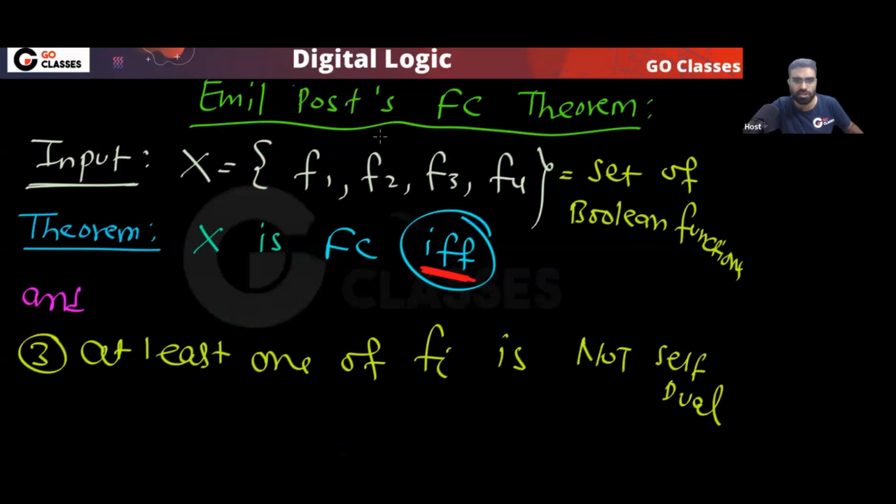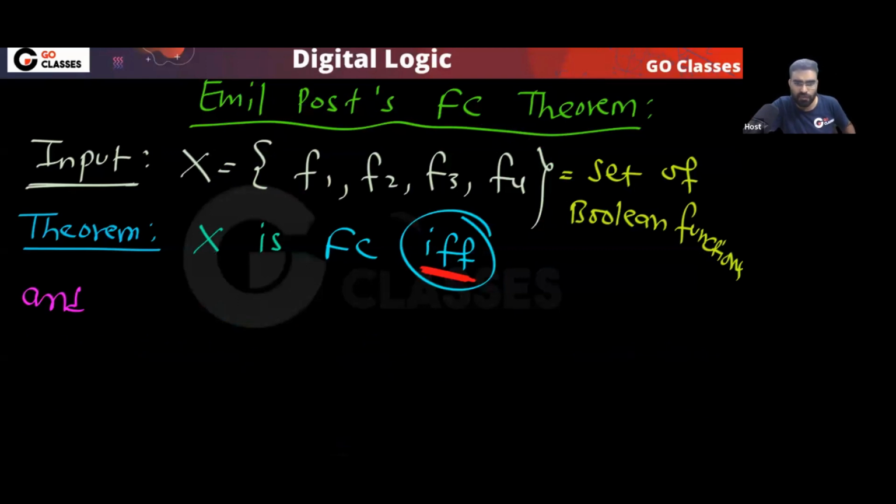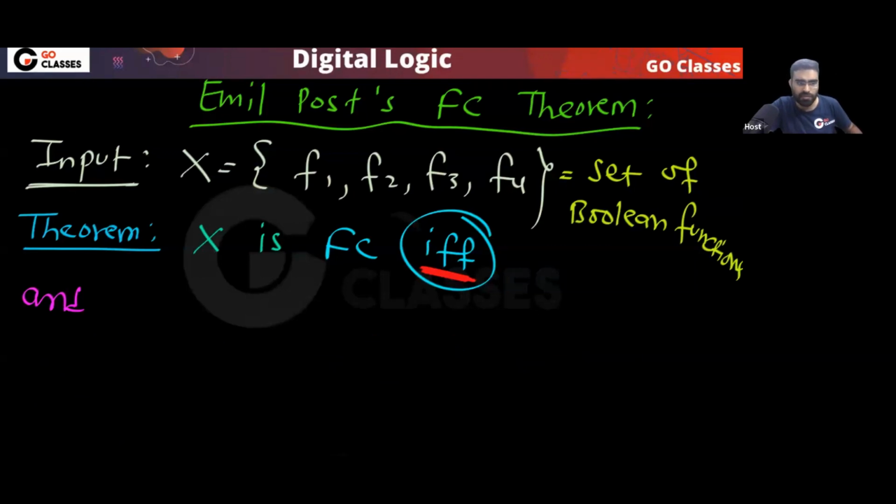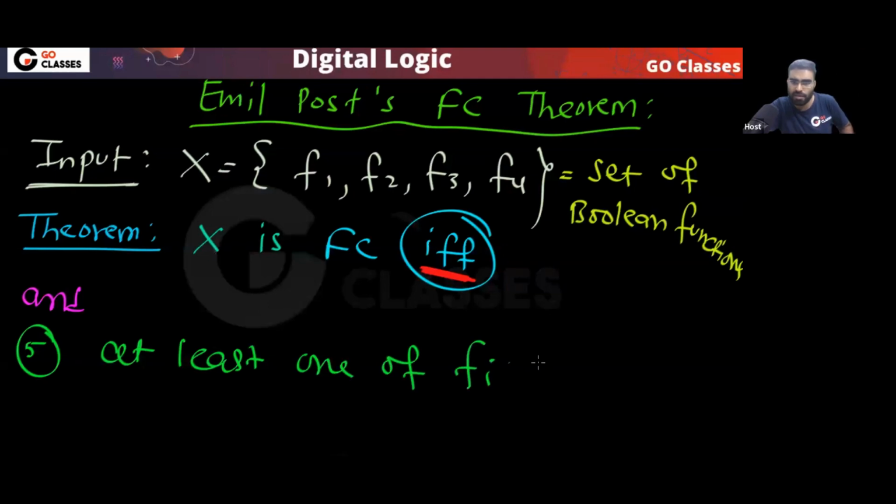At least one of them is not self-dual, at least one of the Fi is not linear, and at least one of them is not monotonic. At least one of the Fi is not monotonic. Okay, understood? Is this clear?